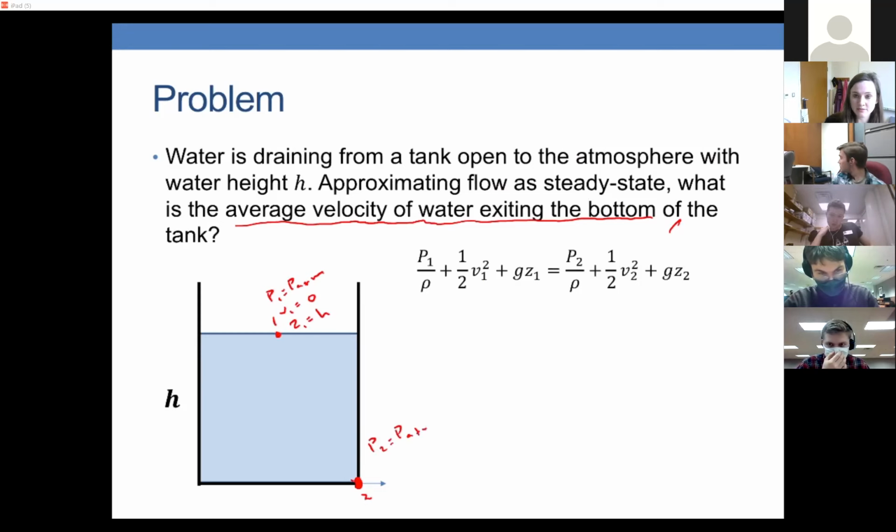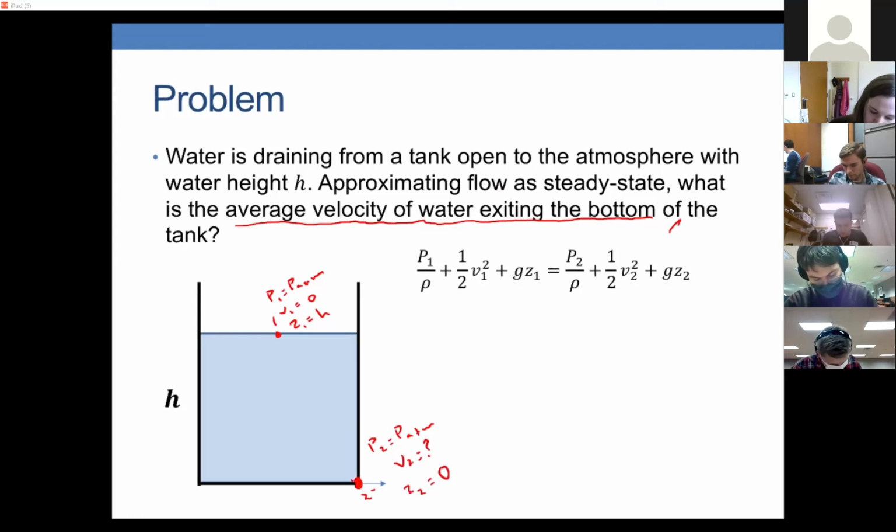Why do we know that P2 is P atmosphere? Because it's open to the atmosphere, so you would know that P1 and P2 would both be open to the atmosphere, so they're both atmospheric pressure. Exactly. This is a hole, it's open to the atmosphere, so the pressure there has to be atmospheric pressure. V2 is what we're trying to find, and Z2 is equal to 0.